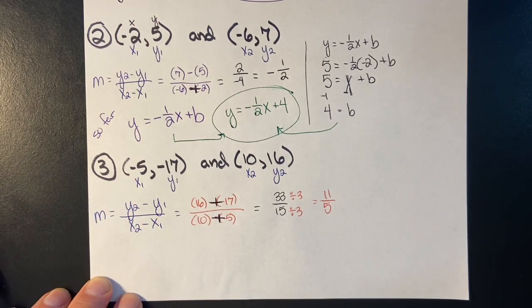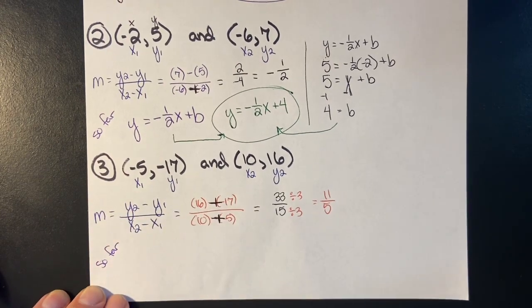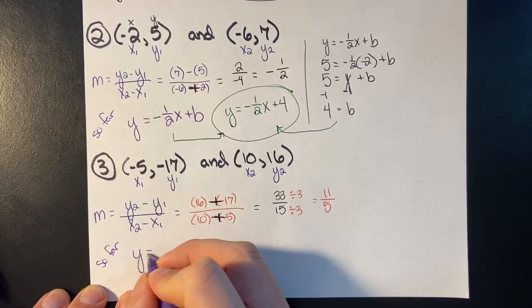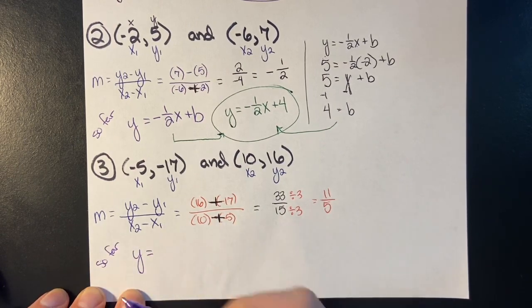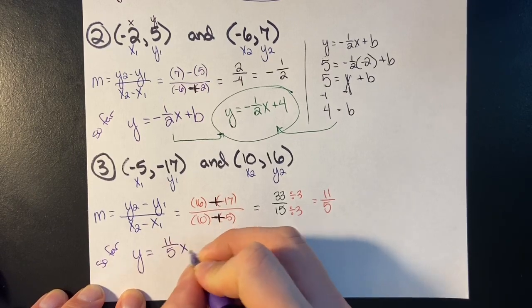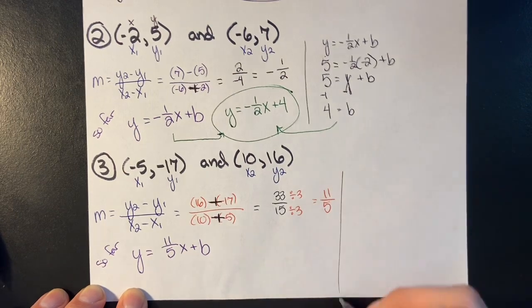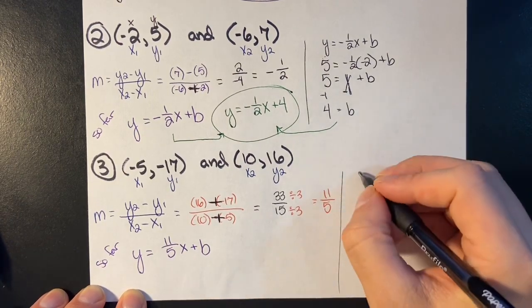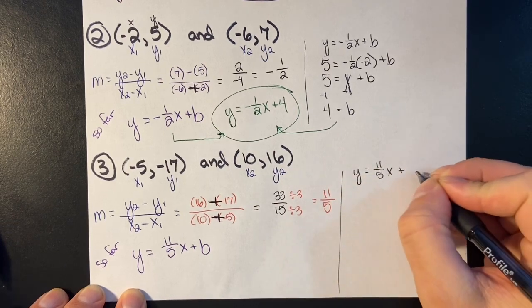So, what I have so far is y equals mx plus b. I just found out that m is 11 over 5. So instead of mx plus b, I have 11 over 5x plus b. Now I have to find b. So let me go over here. I have y equals 11 over 5x plus b.